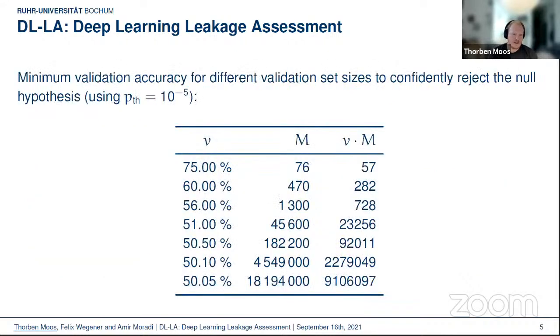And in fact, the trained classifier does not even need to be very good at classifying in the sense that it achieves a very high validation accuracy. It only needs to classify slightly more than 50% of the traces correctly if done over a large enough number of traces. For example, of a total of 182,200 traces, the classifier only needs to get 50.5% correct to confidently reject the null hypothesis.